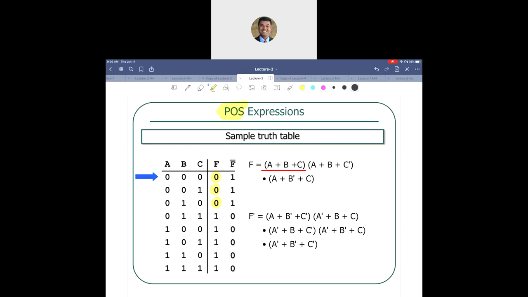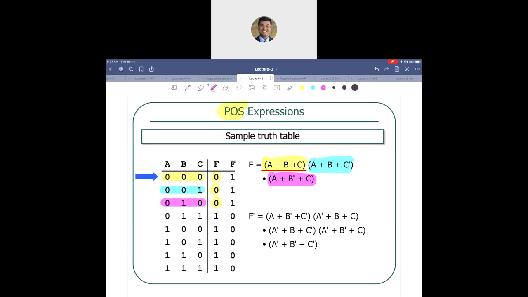So I can write the expression for F as a product of sum expression as A or B or C, that corresponds to that. A or B or C complement, which corresponds to that. And then ANDed with A or B complement or C, which corresponds to that. Those are the three locations where it is 0 in the truth table.